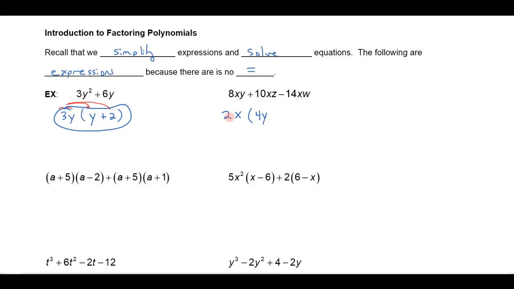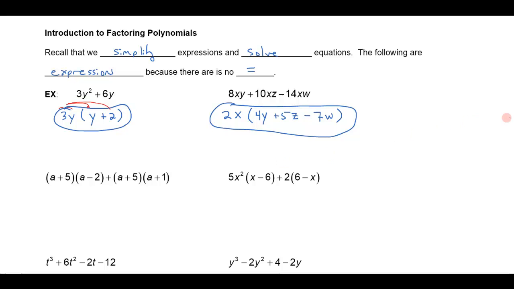Then what do I multiply 2x by to get 10xz? Well, I'd have to multiply by 5 to get 10, and z to get the z. And what do I multiply 2 by to get the negative 14? Well, that would be a negative 7, and then I also need a w. Again, you can multiply it all back out to see we did that correctly. And also just double check and make sure there's not any common factors left in what's over here, in case we didn't get it all the first time. Okay?